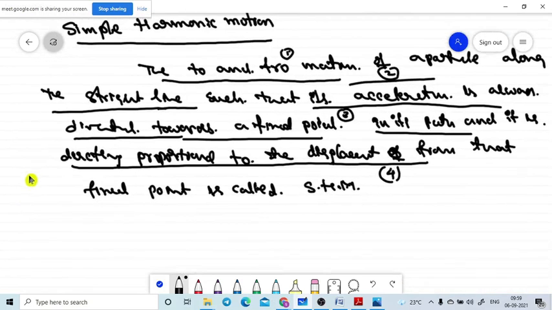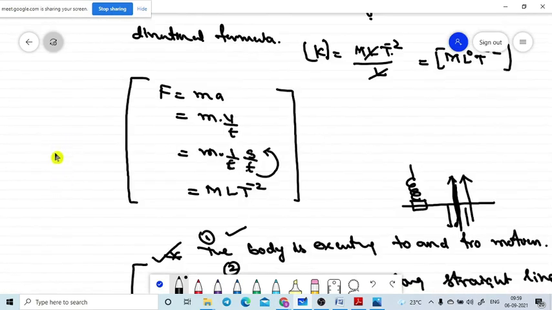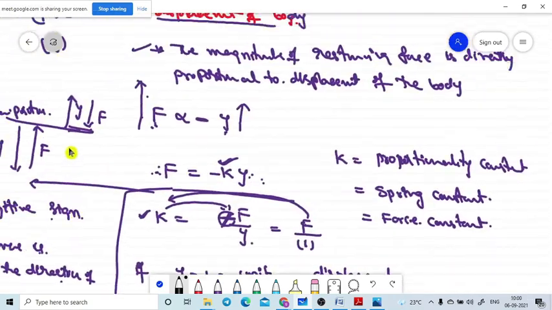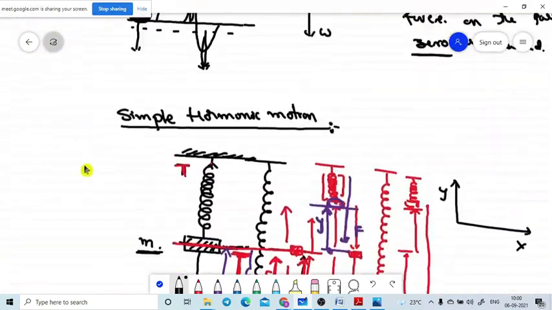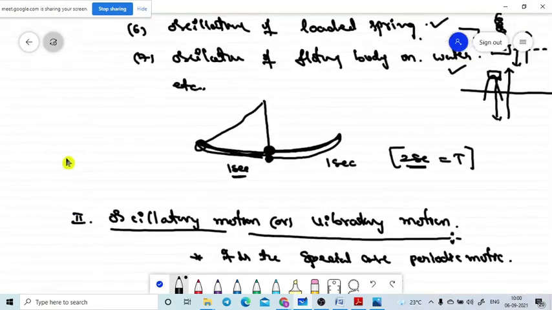So will you please tell me any one of the motions which is a simple harmonic motion? Let me go to the examples. Which one is simple harmonic motion? Which is not a simple harmonic motion? Is there any simple harmonic motion? What we started here, in the starting we took some examples.